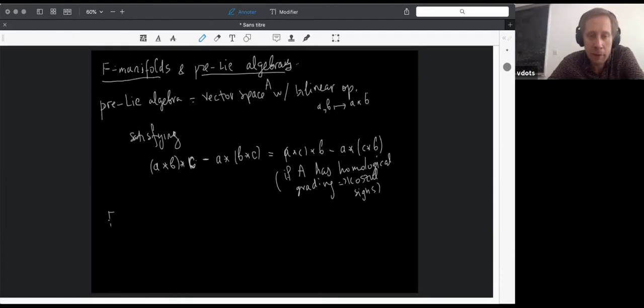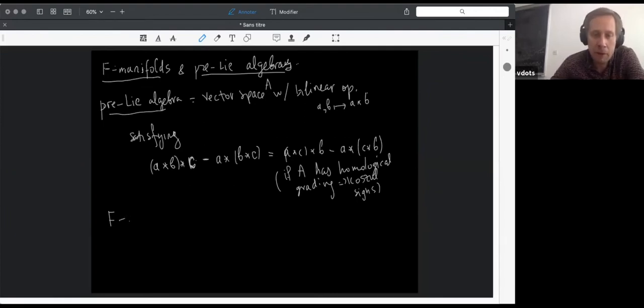As I said, pre-Lie algebras appear essentially everywhere, and have been known to mathematicians pretty much since the works of Arthur Cayley in the 1850s. So in some sense, one can say that it's the oldest non-associative structure in the world, if one wants to have some dramatic slogan.